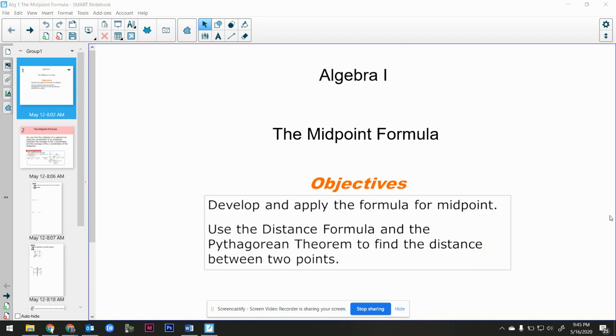Okay, so this first lesson that we have is the midpoint formula. Now, you will learn all about the midpoint formula in geometry. We just wanted to do a little foreshadowing, just show you a little bit of the ways algebra connects to geometry. Okay.